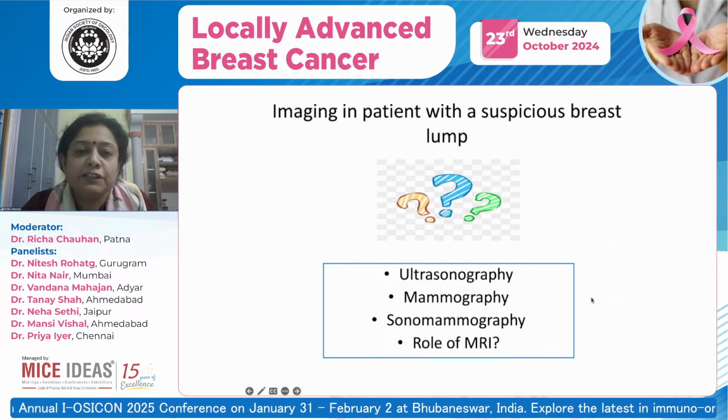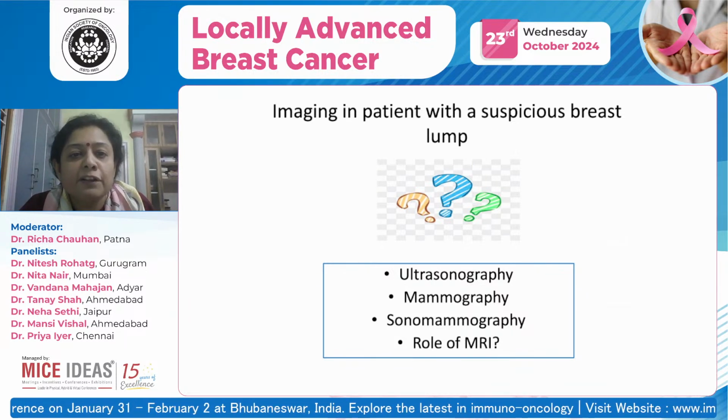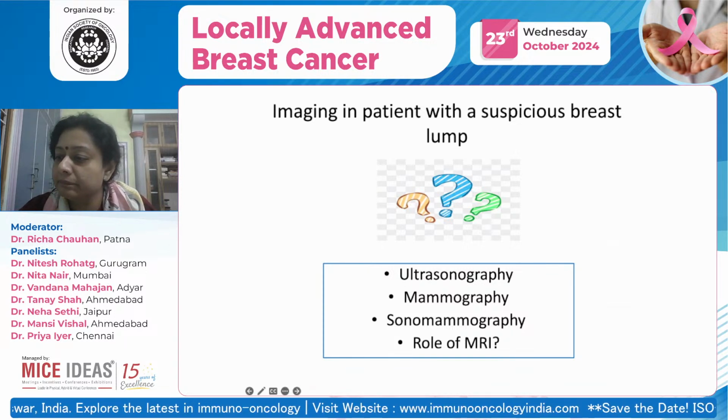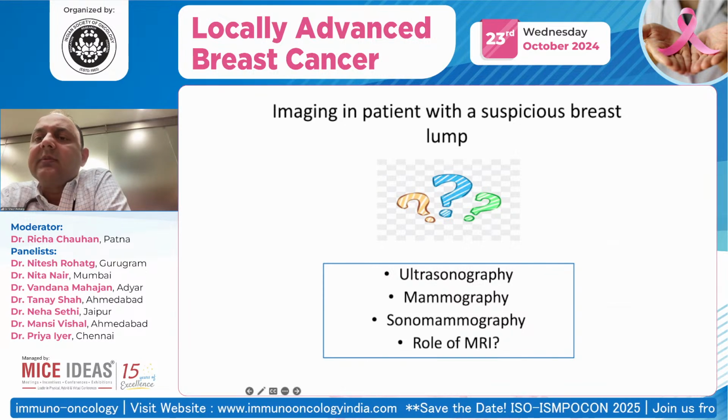So this lump is definitely suspicious and we want to do imaging in this patient. So what are the methods, what are the techniques, and what do you suggest? This will be ultrasound guided core biopsy.